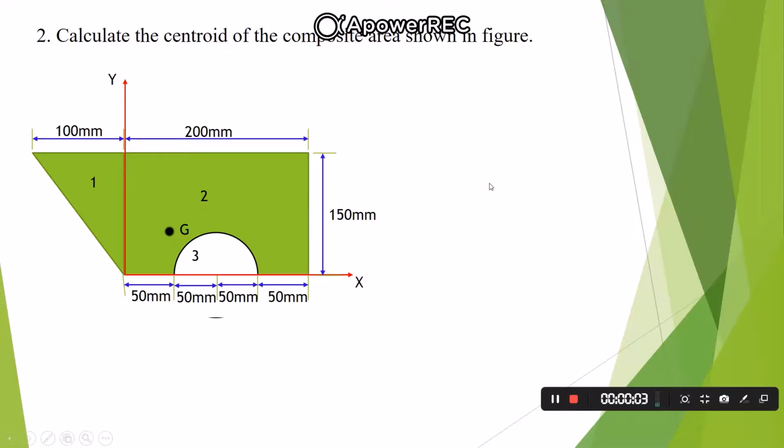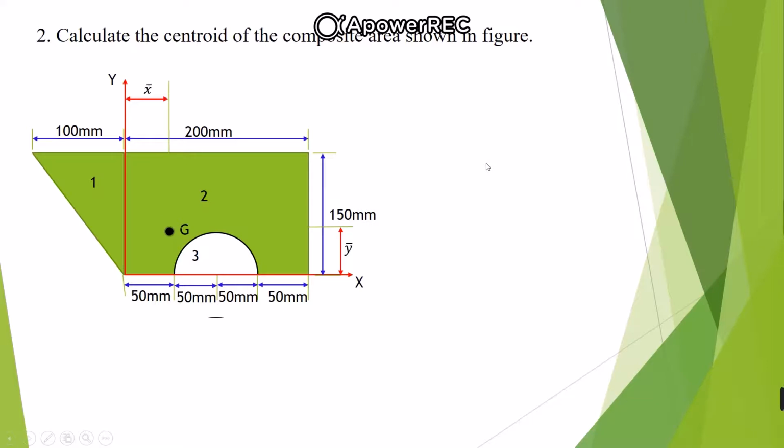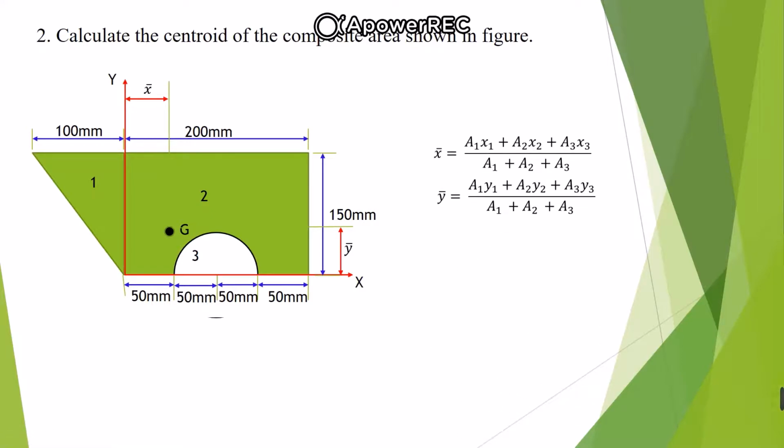Here we will see how the change of reference axis affects the coordinates of the composite section. Let G be the centroid of the composite section, which is at a distance of x bar from the y axis and y bar from the x axis. Now I am going to write the general equation for finding the coordinates of capital G. That is, x bar is equal to a1 x1 plus a2 x2 plus a3 x3 divided by a1 plus a2 plus a3, and y bar is equal to a1 y1 plus a2 y2 plus a3 y3 divided by a1 plus a2 plus a3. Since we are removing the semicircular section from the composite section, this a3 becomes negative. So we will put the negative sign while calculating the area.